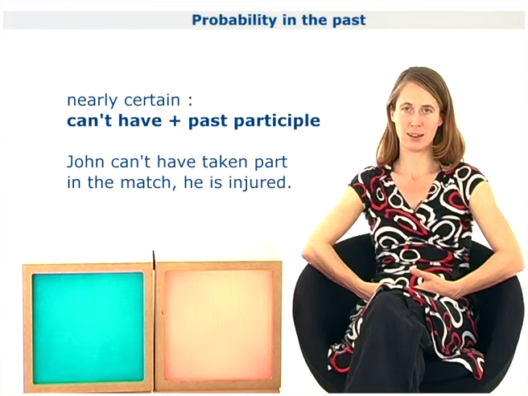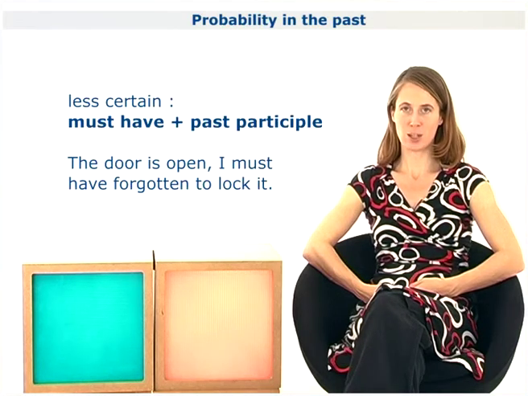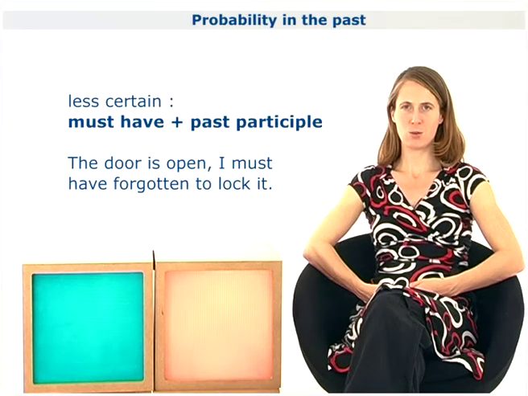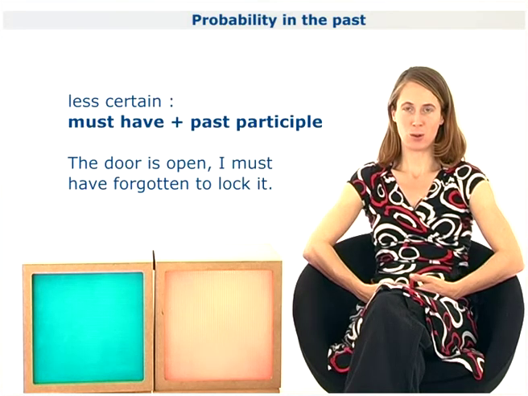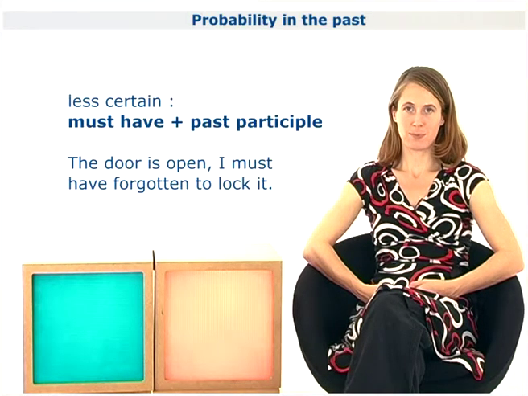Il est blessé. If you are less sure, un peu moins sûr, you will use must have plus a past participle. The door is open. I must have forgotten to lock it. La porte est ouverte. Je dois avoir oublié de la fermer.